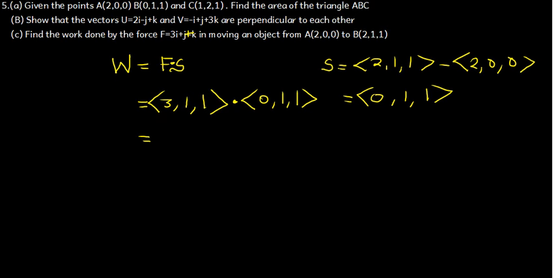3 multiplied by 0, that will be 0, plus 1 multiplied by 1, that is a 1, plus 1 multiplied by 1, that is going to be a 1. So it's going to be 2. Now we know that force is in Newton. So if this displacement was in meters, that would have given us a Newton meter. And so a Newton meter, we know that it is equal to a joule. So that would have been 2 joules.